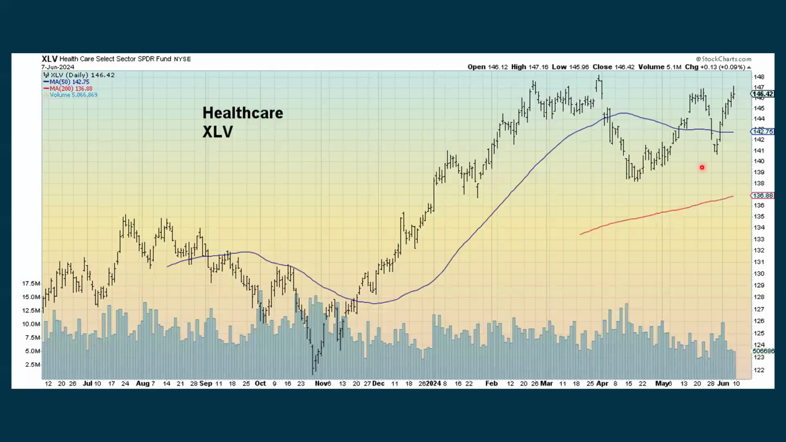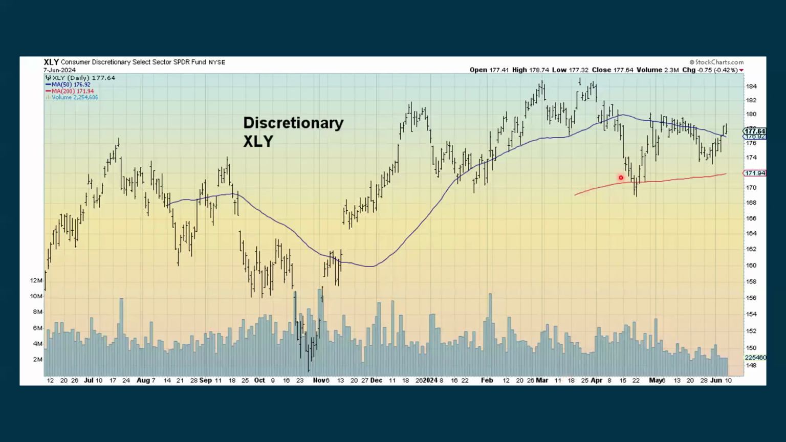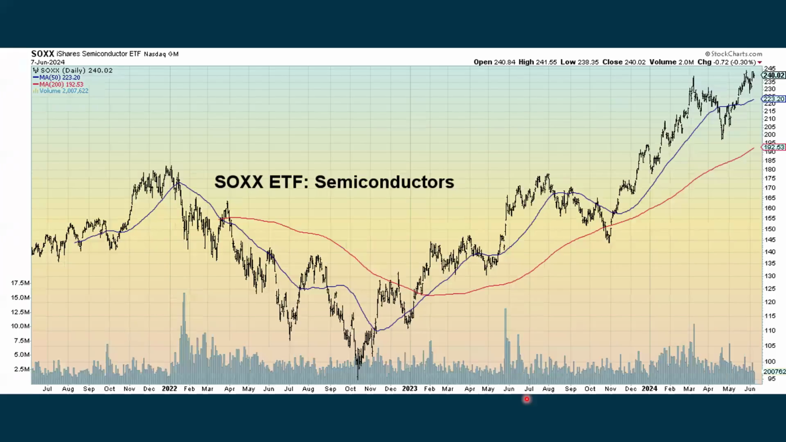Healthcare, another defensive area, because you have to have healthcare no matter what's going on in the economy. This is in an uptrend, but when we compare it to the S&P, it is underperforming. Discretionary, going sideways when we look at it, but still in an uptrend. But this has been a real disappointing area of the market where it's really underperforming the S&P. We want to see discretionary, tech, communication. Those are the big growth areas. And communication and tech are doing okay, but discretionary has been really underperforming. Those are more offensive areas rather than defensive areas.